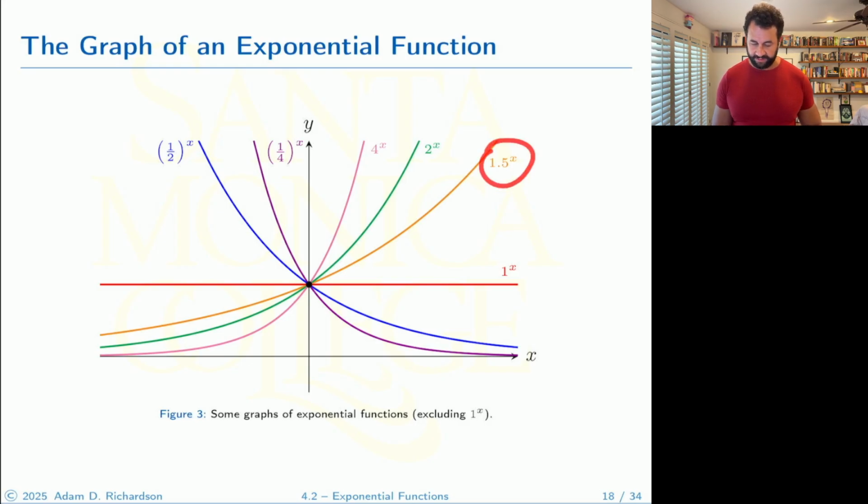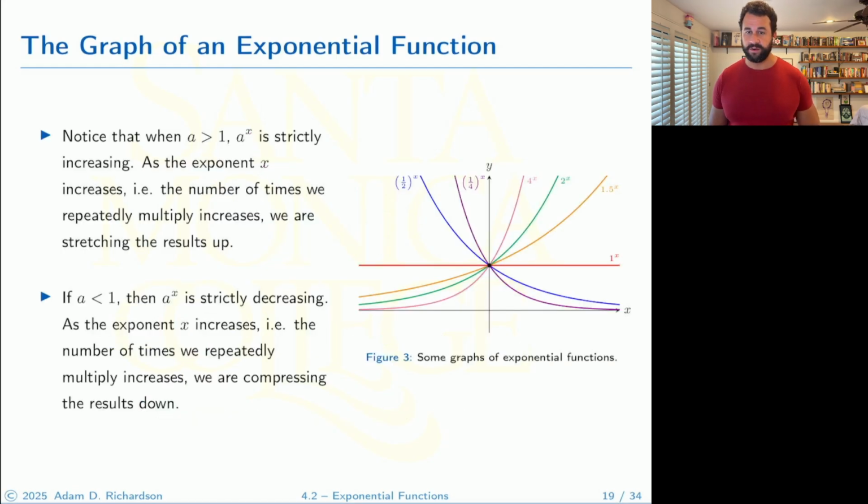This is 1.5 to the x. And now, if the base, if that scaling factor, is less than 1 in size, then you get stuff that looks like this. It's decreasing, right? Decreasing. So let's talk about some of those characteristics. When a is greater than 1, then the graph of a to the x is strictly increasing.